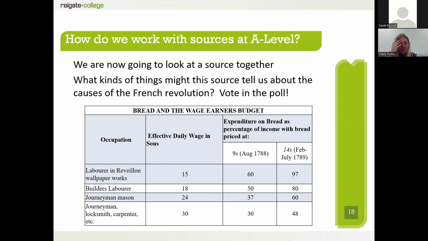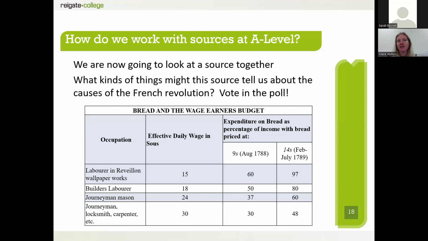So I'm just going to talk to you about this source, and this is one that I use with my year 12 students in classes when we look at some of the causes of the revolution in 1789. In front of you, you can see, and hopefully you've got a copy of it on the source sheet you were sent as well, a table. This table has details of bread and the wage earner's budget between 1788 and 1789.